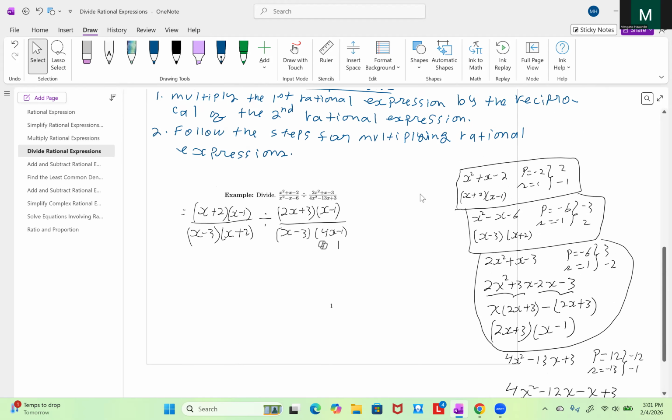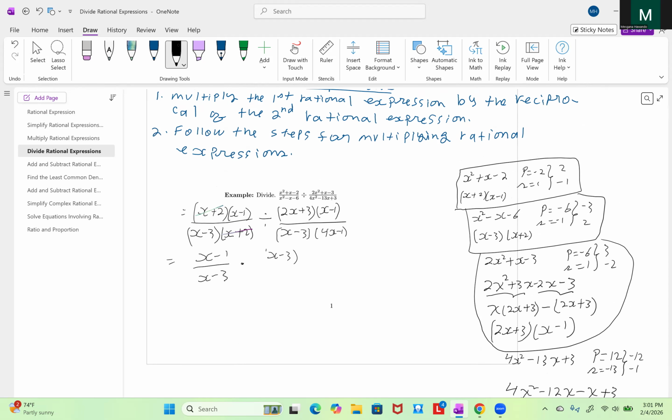In the first rational expression, x plus 2 is a common factor. We can cancel that out already. In the second fraction, they don't have any common factors. We leave it as is. Now, this is equal to x minus 1 over x minus 3. Change the division into multiplication. Take the reciprocal of the second fraction.